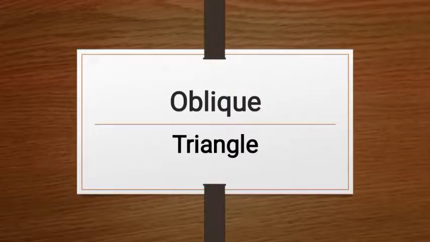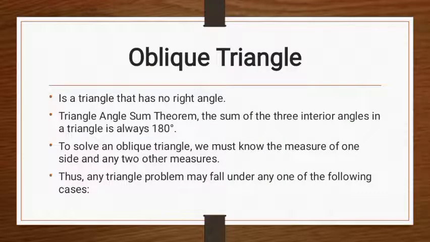Oblique triangle. An oblique triangle is a triangle that has no right angle. Triangle angle sum theorem: the sum of the three interior angles in a triangle is always 180 degrees. To solve an oblique triangle, we must know the measure of one side and any two other measures.